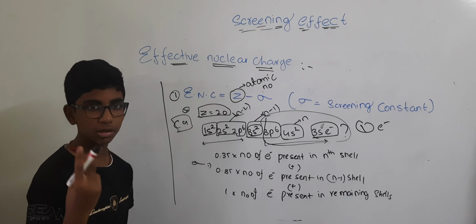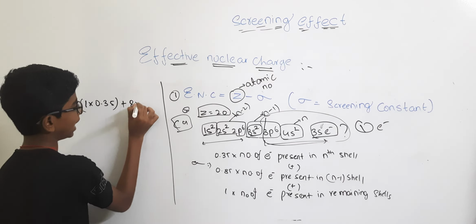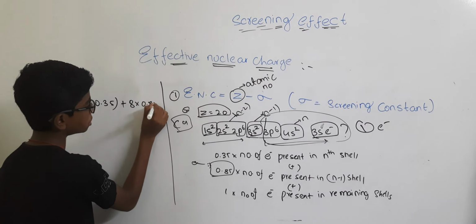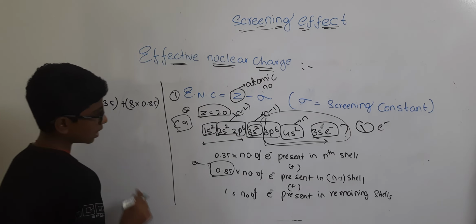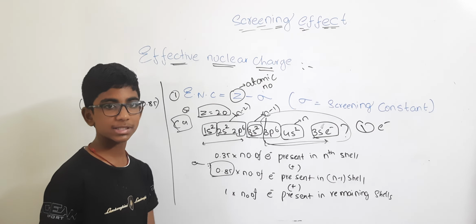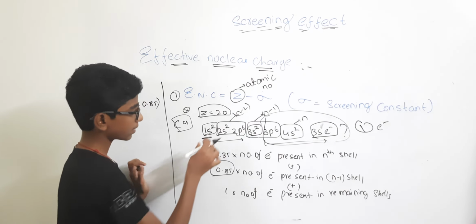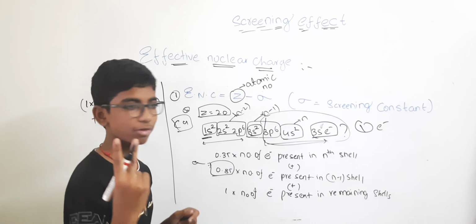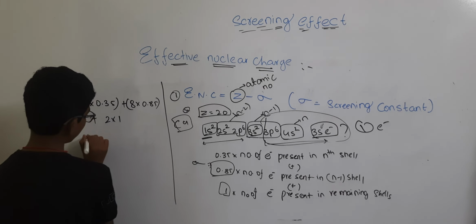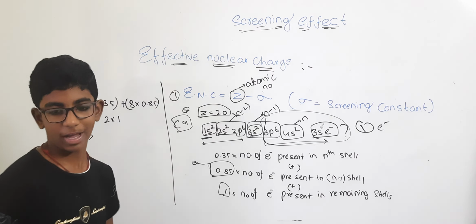In 2s2, 2 electrons are present, and in 2p6, 6 electrons are present, total 8 electrons. 8 times, in the (n minus 1) shell, what is the value? 0.85. So 8 times 0.85 plus, after this 2s2 2p6, the (n minus 2) shell and all the shells before that, 1 times the number of electrons. In 1s2, how many electrons are present? 2 electrons. That means 2 times 1. With these values, we calculate the screening constant of calcium.